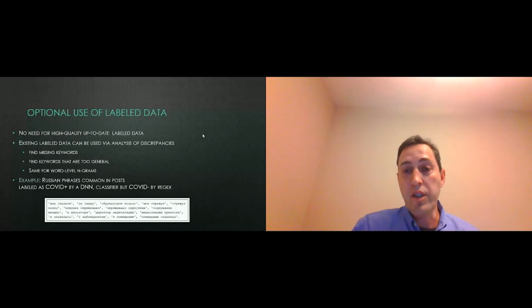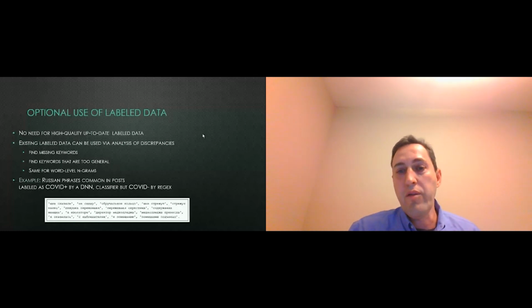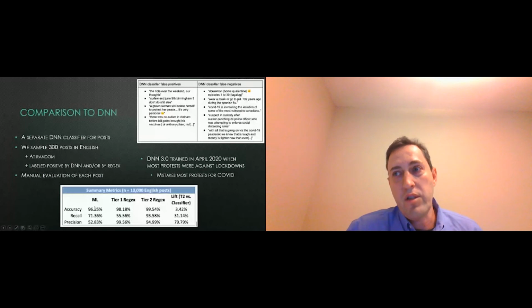Here's a comparison to DNN. There is a lot of data here. We sampled 300 posts in English, and we labeled them, so these included positives by DNN and by regex, right? So the coverage was pretty good. And we performed manual evaluation of each post. And you see that accuracy is reasonably high because the prevalence is low. It's a class imbalance problem.